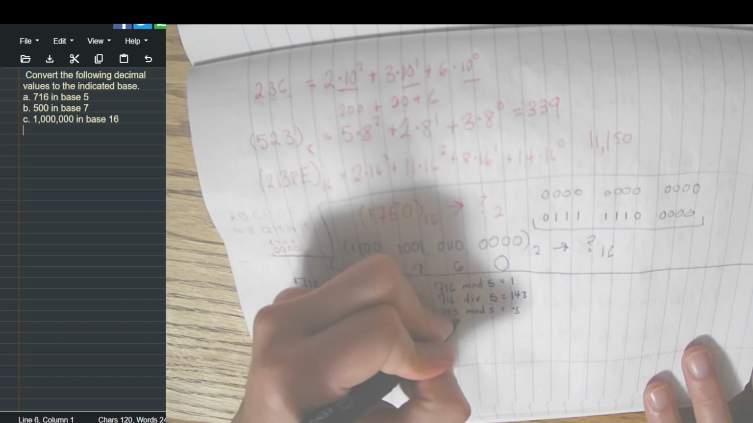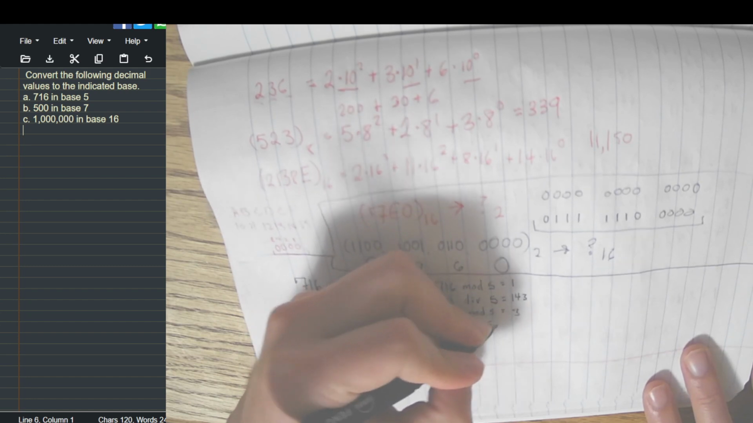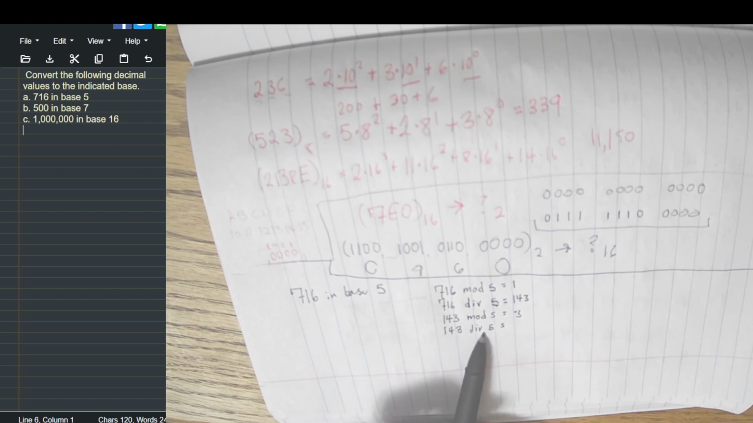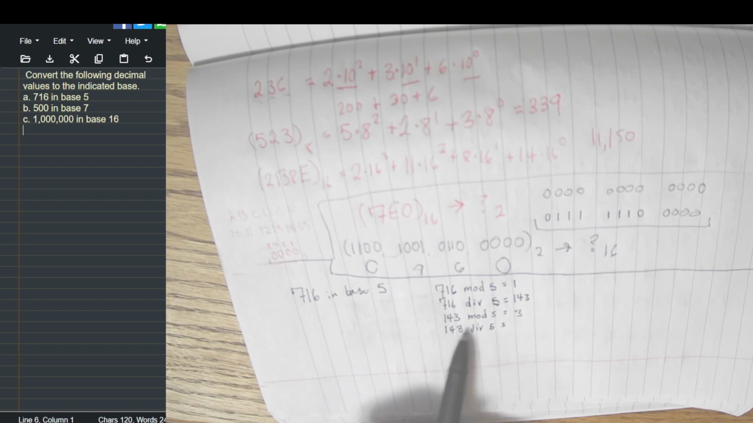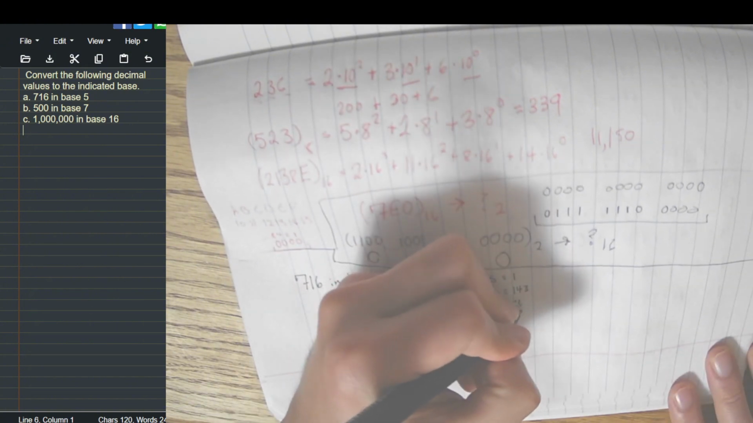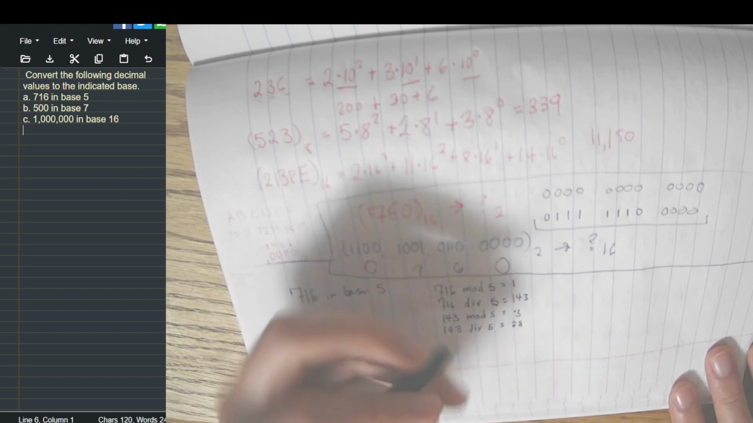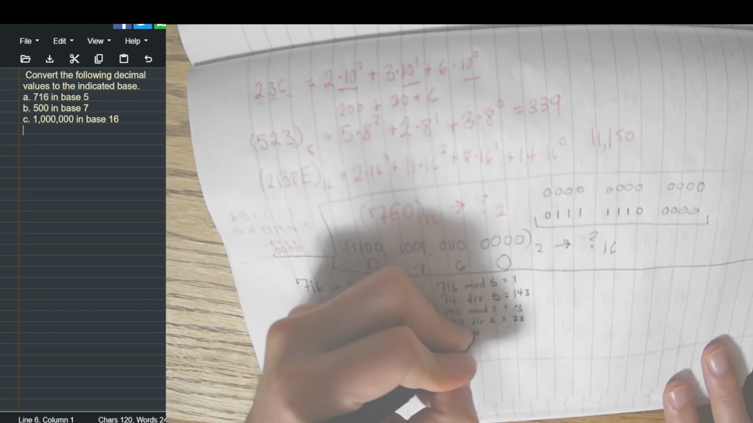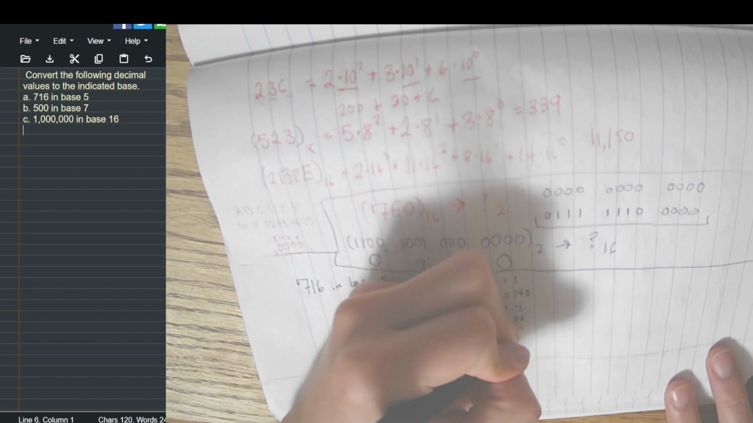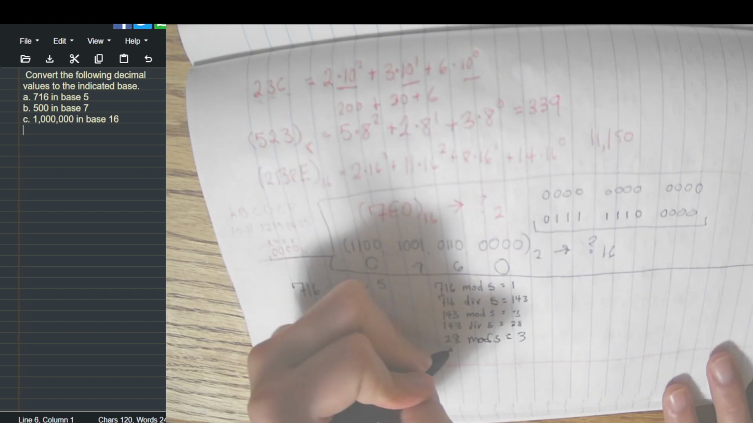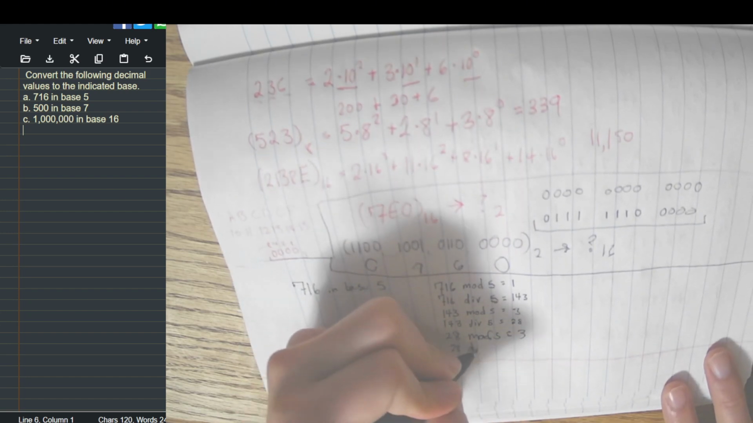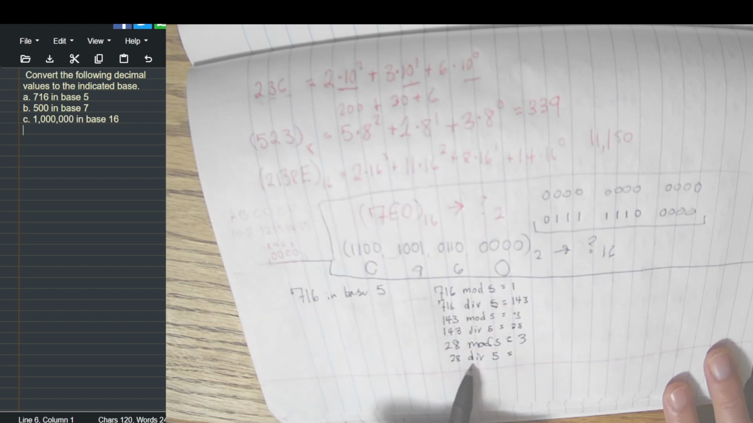I'm going to do 143 div 5. This is going to be equal to 20 plus 8. 8 times 5 is 40. 5 times 20 is 100. So 28. And now 28 is our new number. 28 mod 5 is equal to 3. 28 div 5 is equal to 5.